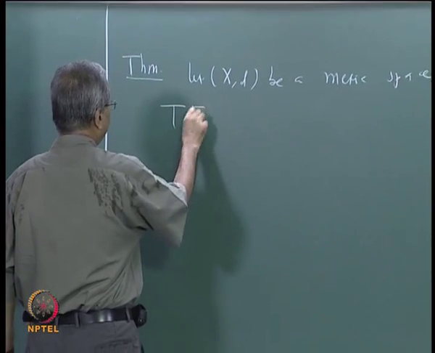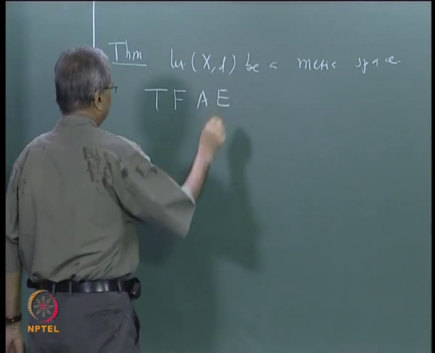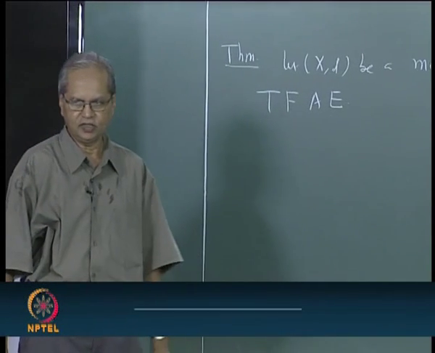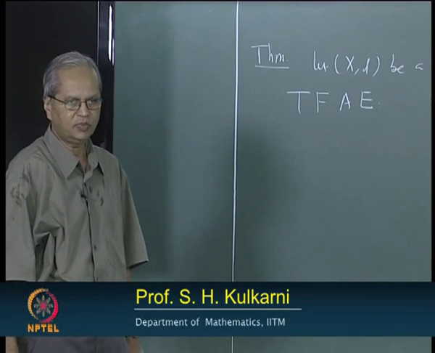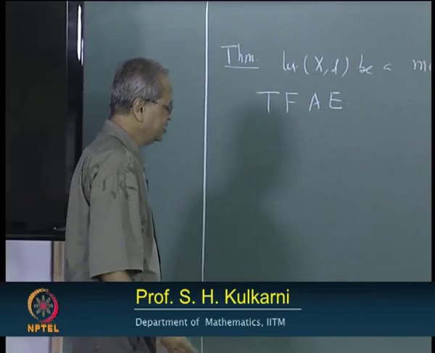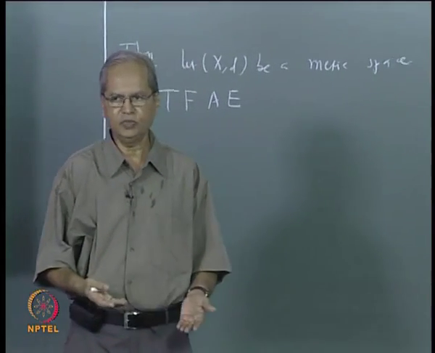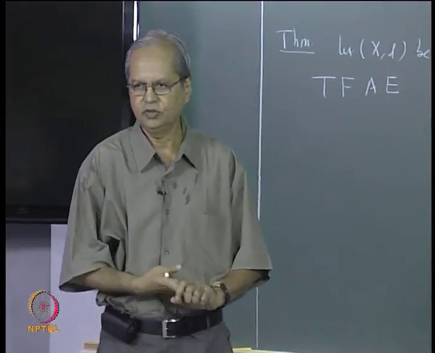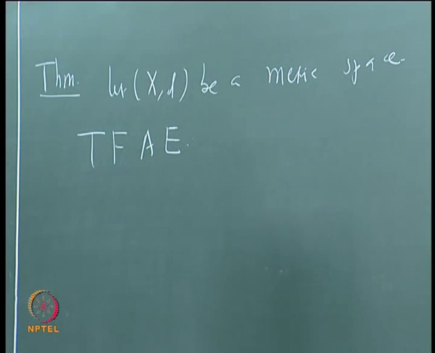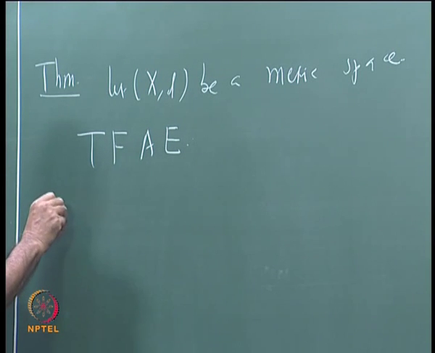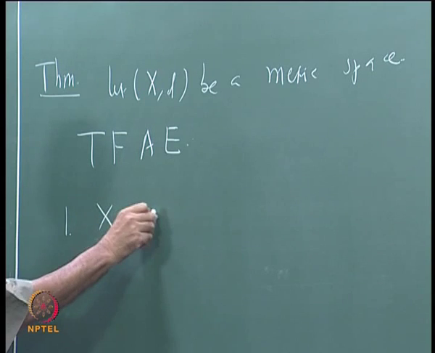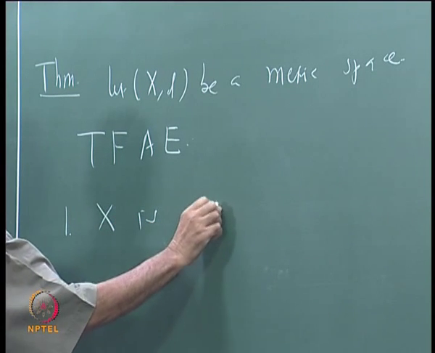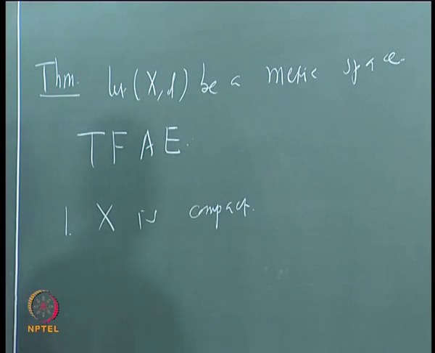This is the standard short form used for that, TFAE. That means the following statements are equivalent. And what it means is that if one of the statements is true, all the statements are true. If one of them is false, all are false. So first of that is X is compact. That is why we call this characterizations of compactness.